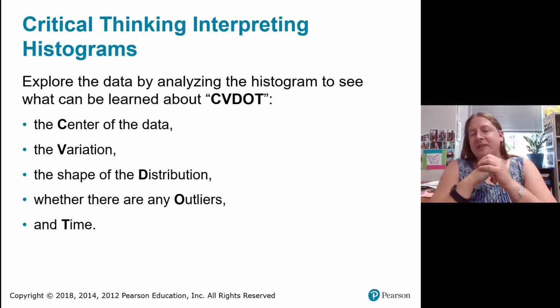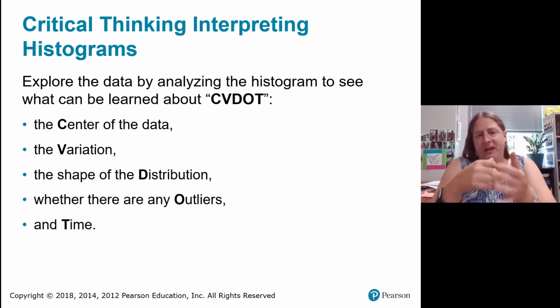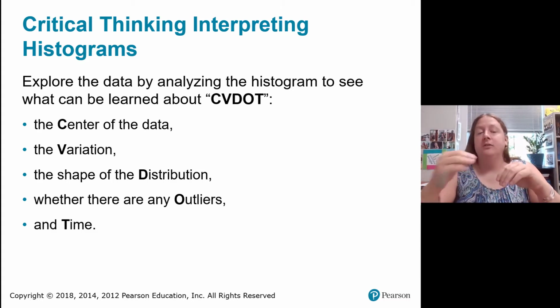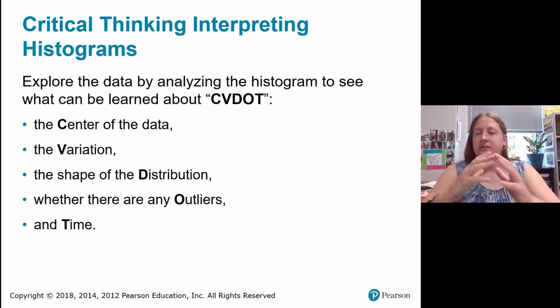So there are some things that we can look at when we're thinking about interpreting histograms. The first is the center of the data. We want to know where the center of the data is. The histogram lets us look and eyeball where that value is. We also want to know something about the variation. The variation is the spread of the data. How spread out is it? How condensed is it? What's the range? That type of stuff.